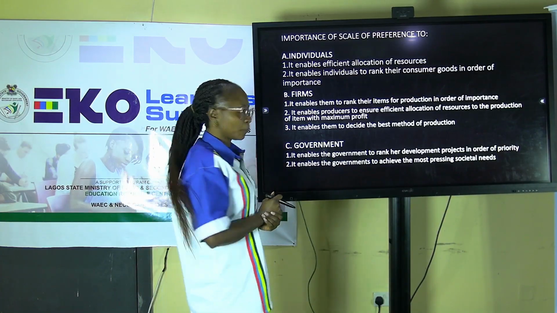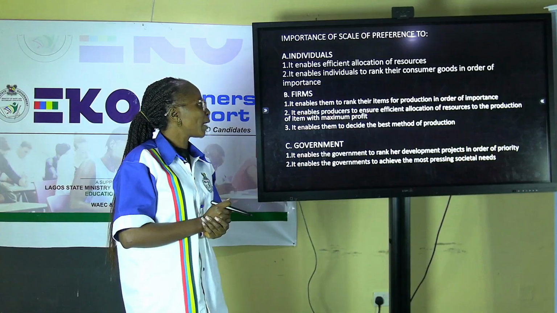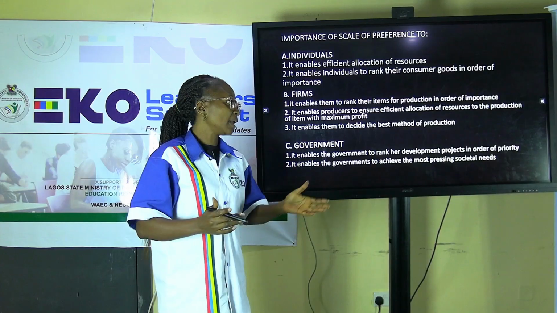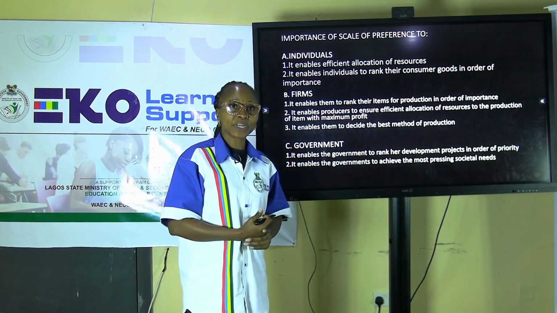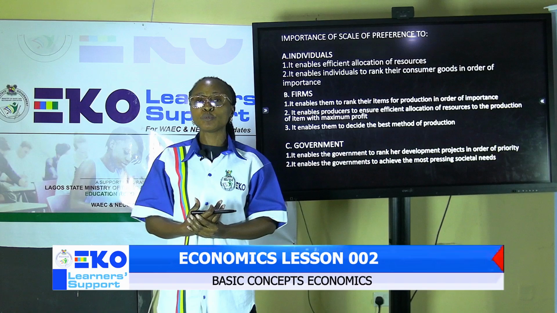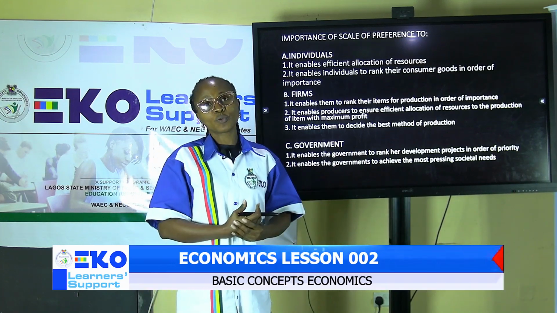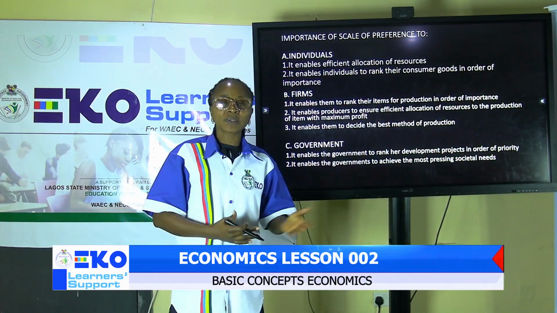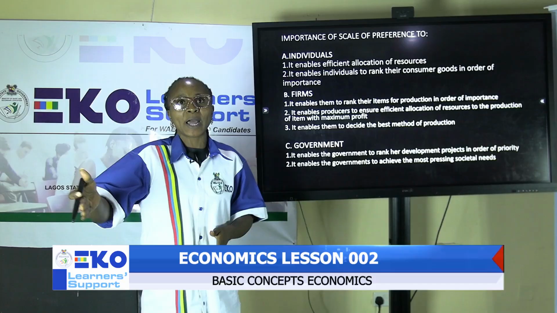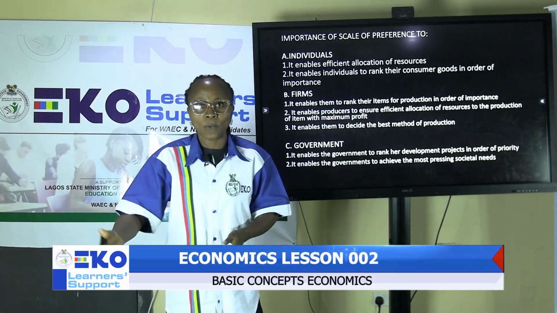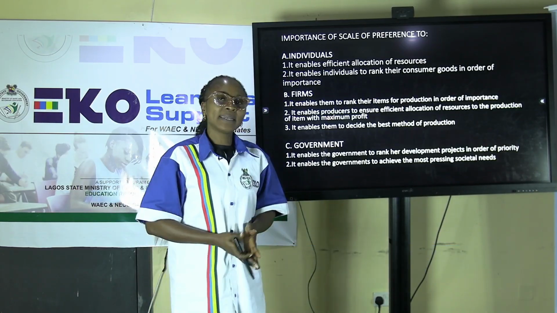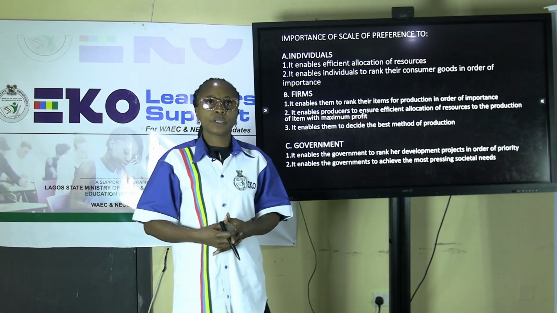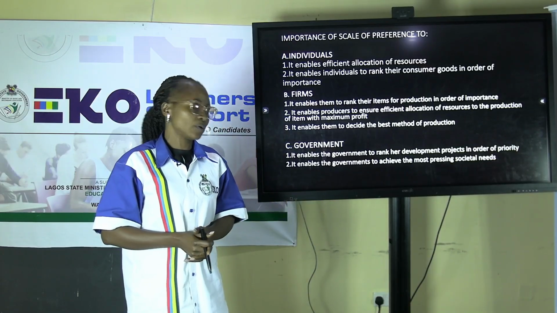For the government also, it will enable the government to rank a development project in order of priority. You can see around us, especially we discover that a lot of capital projects are going on. For a government to be able to embark on a particular project, they also need the knowledge of scale of preference. They also need to know what is the most important thing for this particular community. What do they need now? By the time they get what they need, they rank them in order of priority. It will give them the knowledge of which of these projects to execute for that particular community.